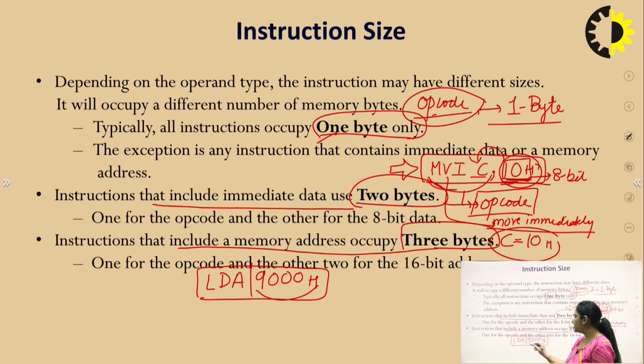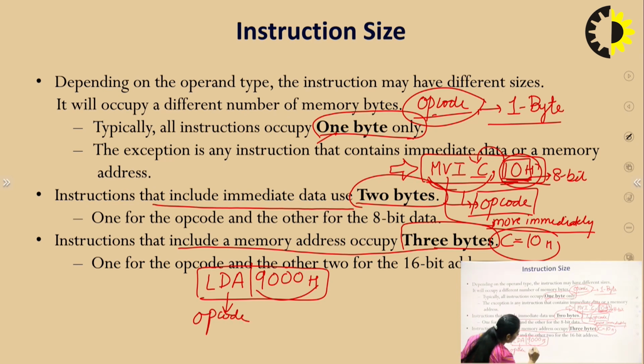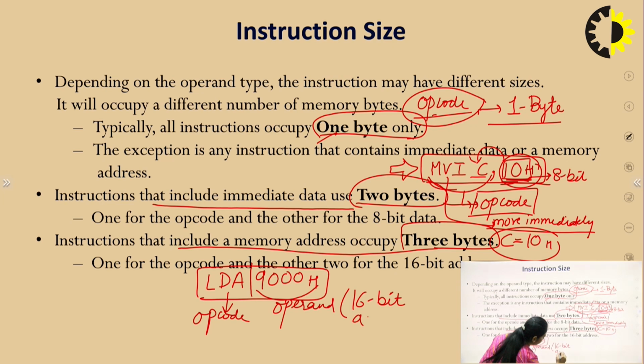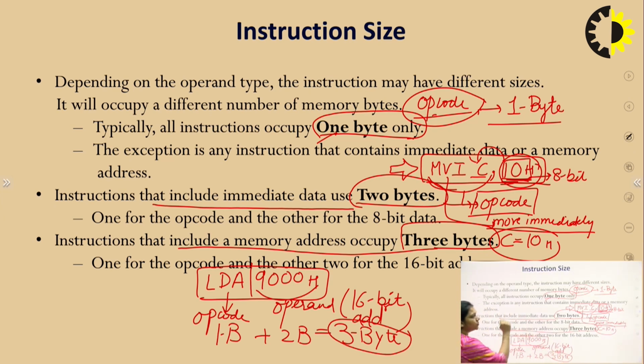In this instruction, we have an opcode and a memory address. This opcode is of 1 byte. This is our opcode, and this is the operand. What is this operand? This operand is the 16-bit address. 1 byte plus 2 bytes, so this instruction will be of 3 bytes. So 1 byte, 2 byte and 3 bytes.